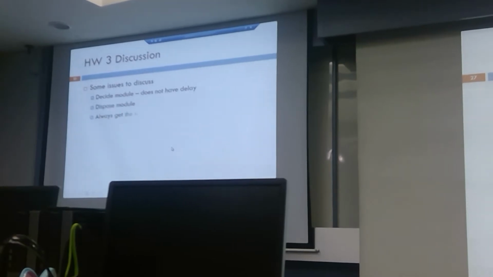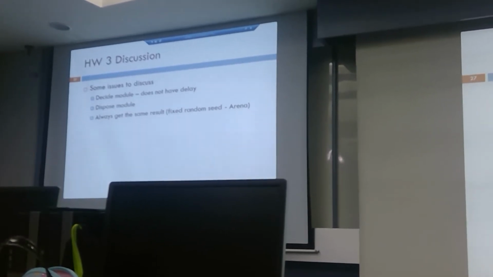I think this one we talked about before. Everybody should get the same result, right? For the first replication run, and then the second and so on. If your model is the same, you get the same result. This is due to the Arena policy of fixed random seed. So every replication will have the same random seed, regardless of the computer that you use. So this is easier for us to compare the results.